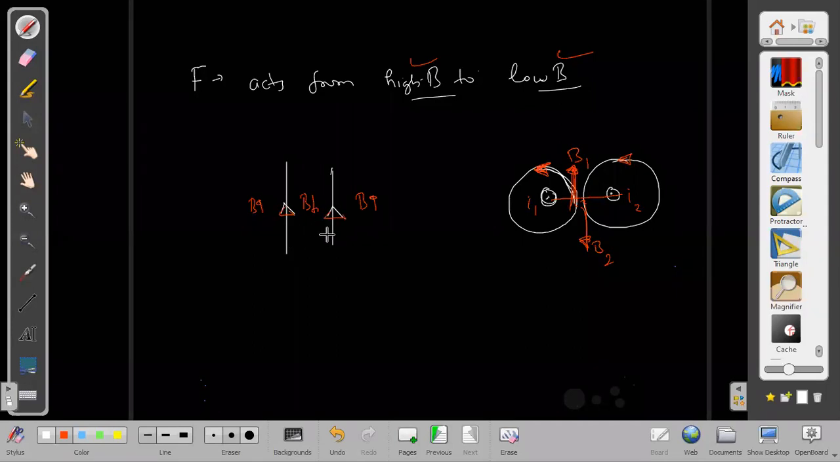Comparatively compared to what? Compared to when there was no other wire present, when only one wire is here. In the presence of the other wire, as compared to its absence, this field will now be reducing, and this side the field will be increasing. As a result, the force acting on it will be from high magnetic field to low magnetic field region. Always like that only. Always you can just do it that way only.